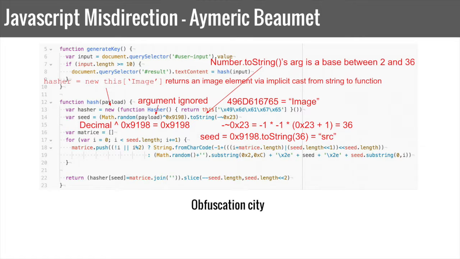We have negative tilde 0x23. And the tilde operator is this kind of obscure operator. What it does is it takes whatever number you pass to it, adds 1, and then multiplies that by -1. I don't know why exactly you would need to have this, but it is an obscure thing built into JavaScript. So that whole thing resolves to the number 36. So we're using the maximum possible base number. So we have 9198, and toString using base 36, and that turns out to resolve to the string src, and that's what we're setting the variable seed to.